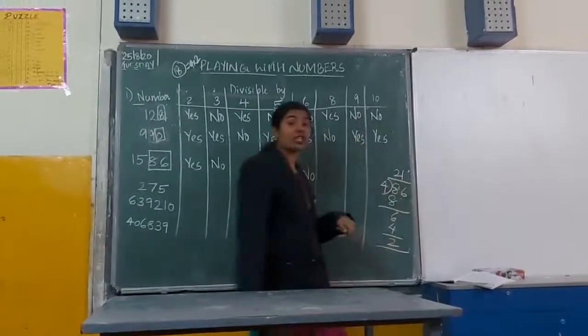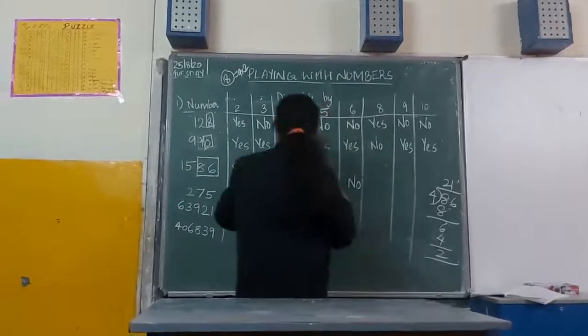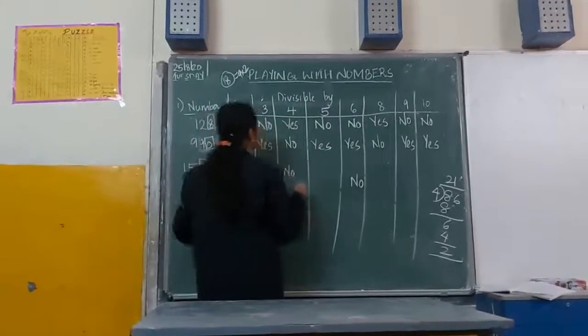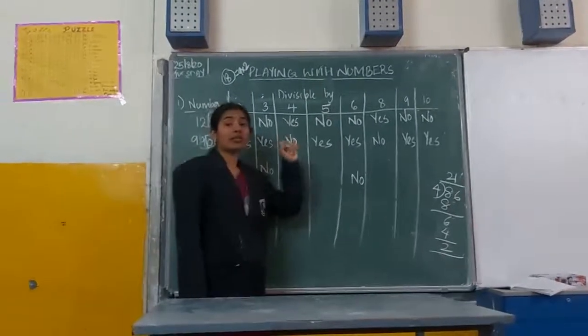What is the remainder you are getting? 2. We are not getting the remainder 0. So we can say this number is not divisible by 4. Next, how to check the divisibility by 5?